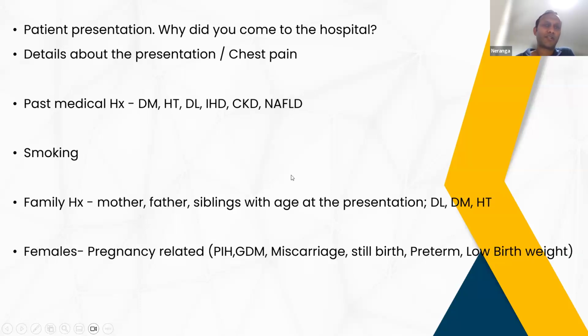In females, you have to ask about pregnancy-related things like PIH, GDM, any miscarriages, stillbirths, preterm deliveries, etc. Because more than 50% of patients with GDM will definitely have diabetes later. So it's very important to tell them to have a regular check at least once a year of their blood pressure and blood sugars.